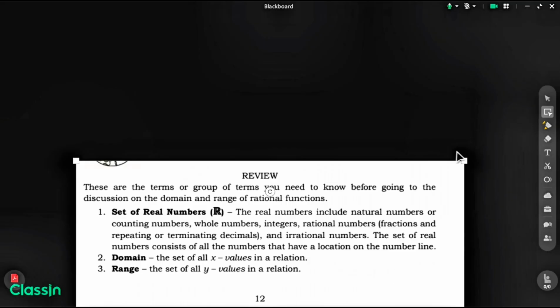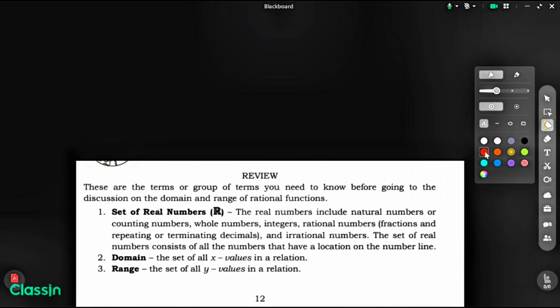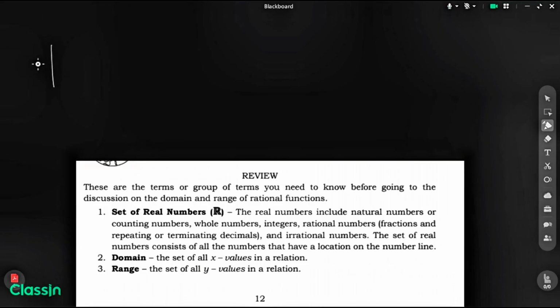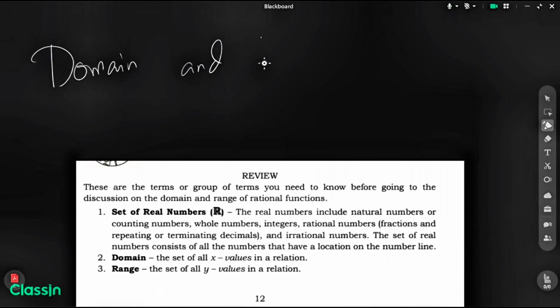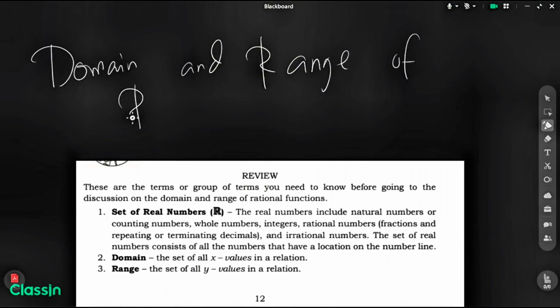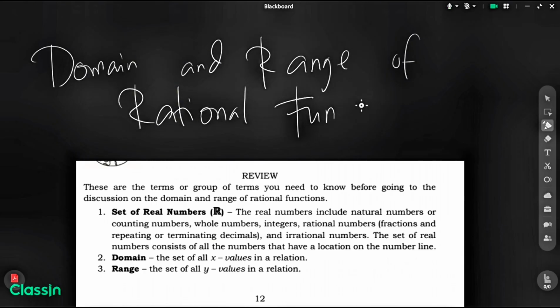Alright, so for today, we are going to discuss the domain and range of rational function. So let's review.